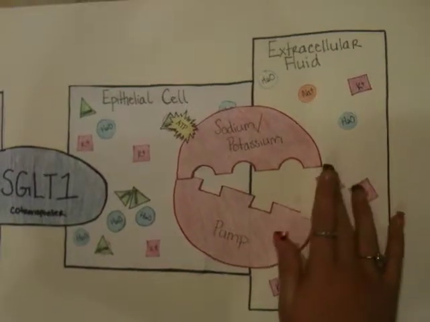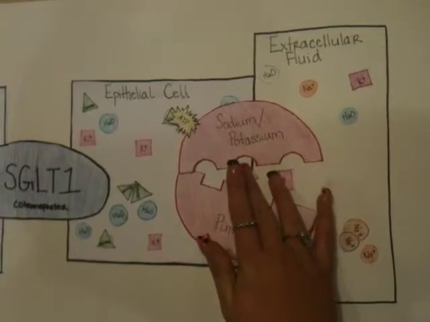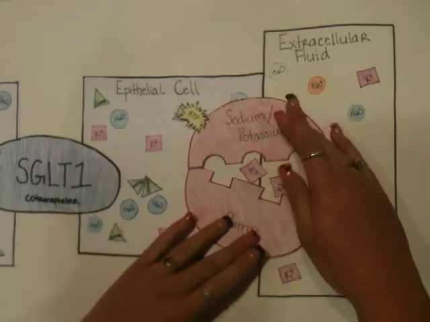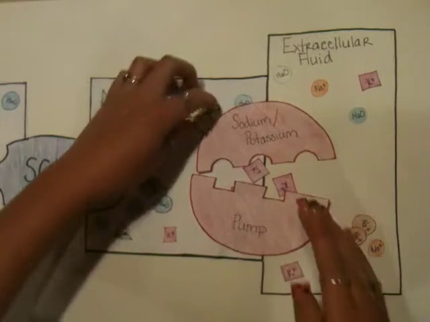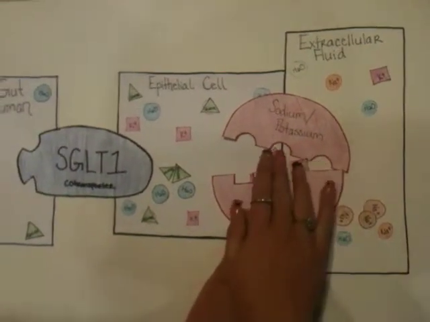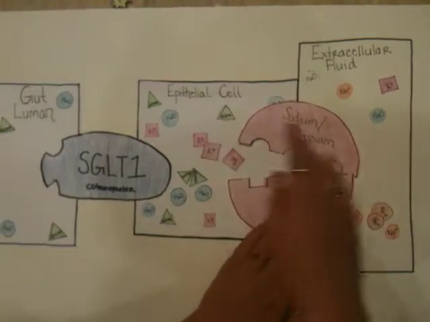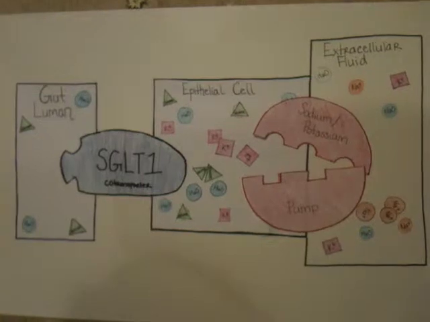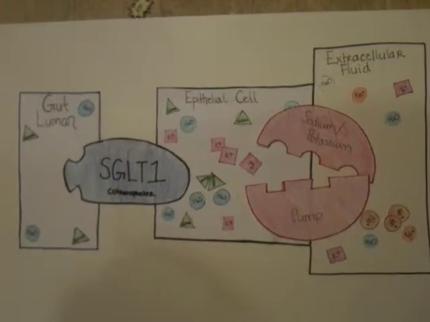Now potassium is able to bind to the pump, and once again the pump changes its shape, causing the phosphate to leave and the potassium to enter the cell, regulating the concentration and allowing for the whole process to repeat again.